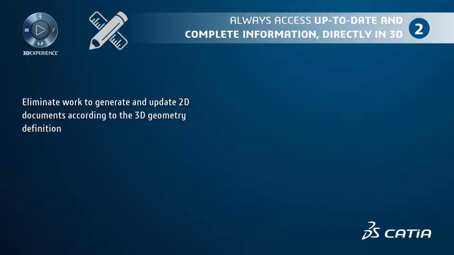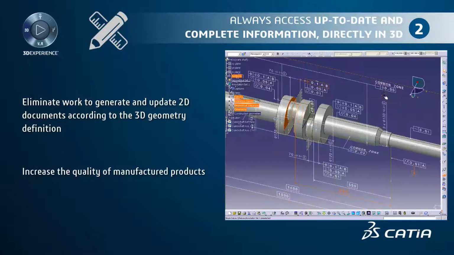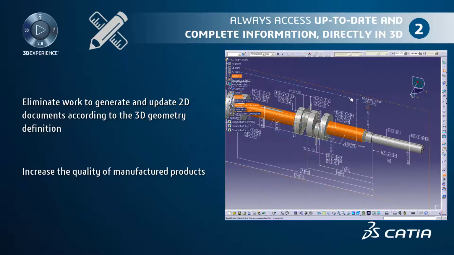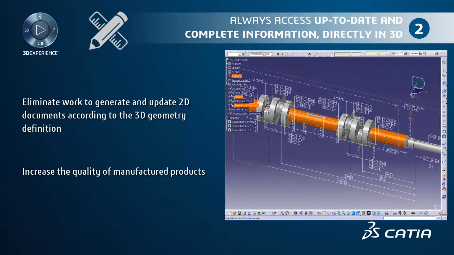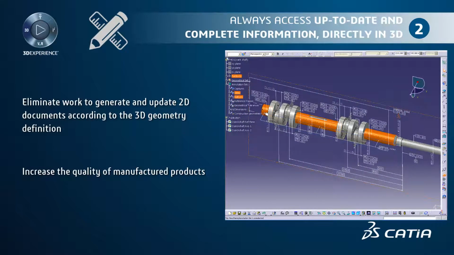How can we increase the quality of manufactured products? Here's a way to reduce tolerancing and drawing interpretation errors and to ensure better compliance with regulations and standards.